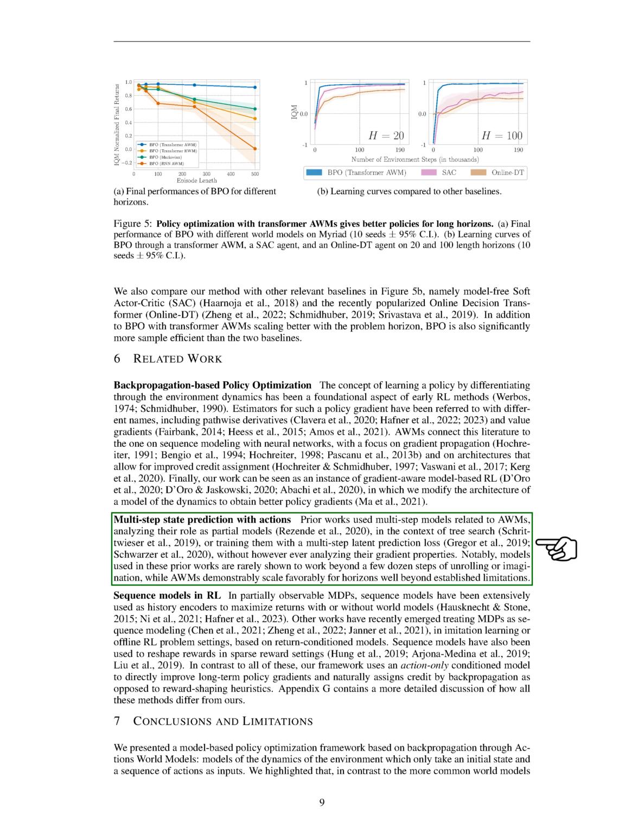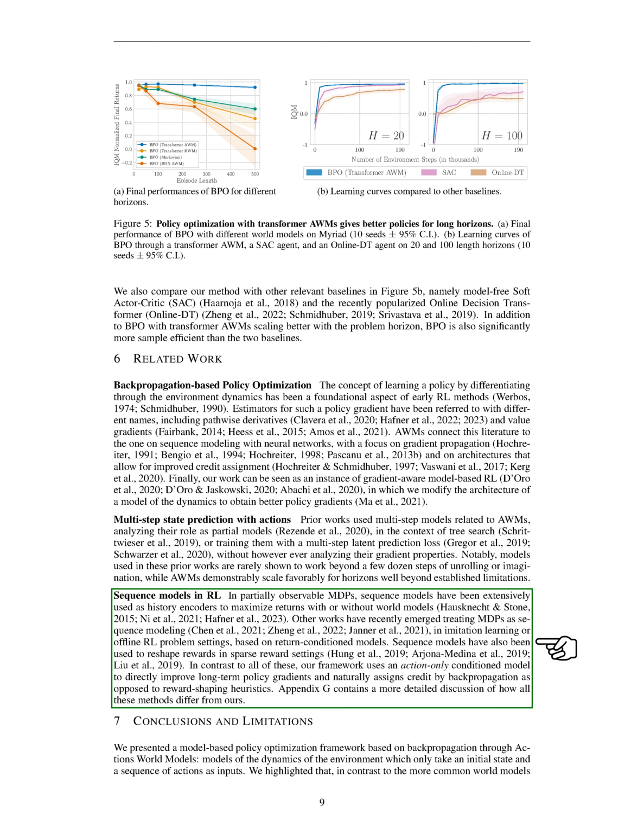Previous studies have explored multi-step models similar to AWMs, analyzing their use as partial models in tree search contexts or training them with a multi-step latent prediction loss. However, these studies rarely demonstrate effectiveness beyond a short range of steps. In contrast, AWMs have shown promising scalability for much longer horizons.